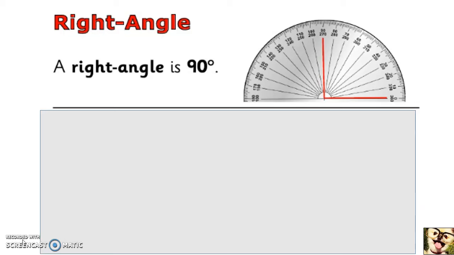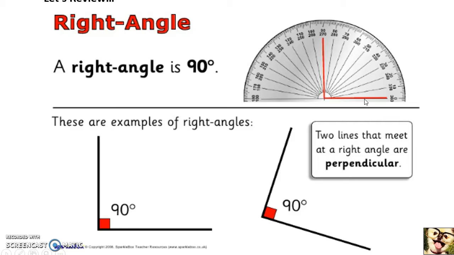Let's first take a look at the right angle. Quick review. A right angle you can see on the protractor here is a 90-degree angle. Here are some examples to review of right angles. Always remember these two lines come together at a right angle and they're perpendicular. You'll have this nice square in the middle to remind you that it is a perfect right angle.